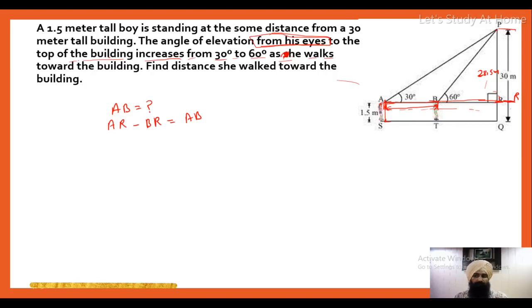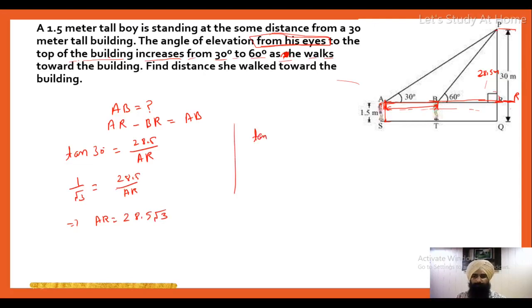So the relation between perpendicular and base, your favorite, that is tan. Firstly, tan 30 degree, that is perpendicular 28.5 over AR. Next, the value of tan 30 is 1 upon root 3. So 1 over root 3 equals 28.5 over AR, this implies AR is equal to 28.5 into under root 3.